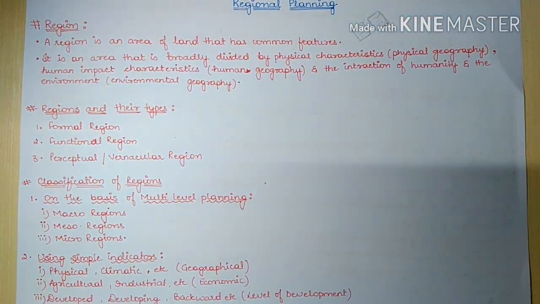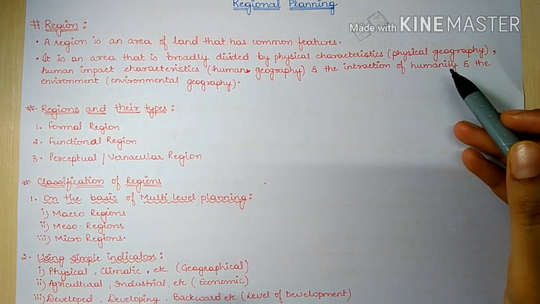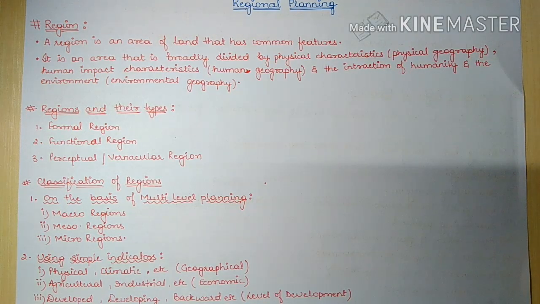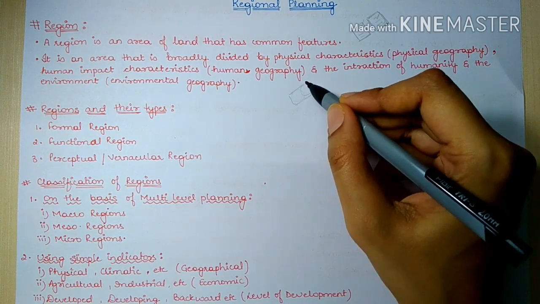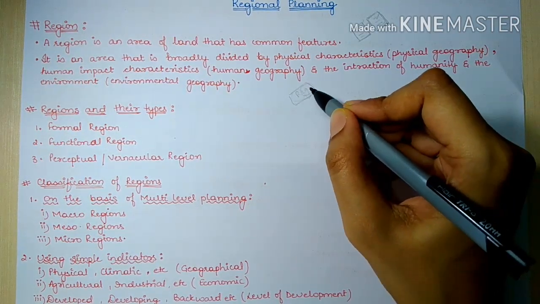Or we can broadly define a region as an area that is broadly divided by physical characteristics in physical geography, human impact characteristics in human geography, and interaction of humanity and the environment in environmental geography. So when we have some similarities in physical characteristics or human characteristics, like employment and economic activities in which they are engaged, and interaction of humans and the environment, when they are in common, then the areas having these common features are known as regions.